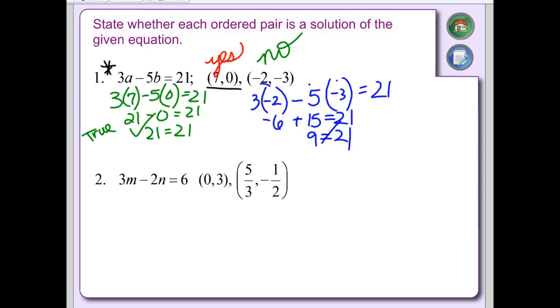All right, everybody try number 2 in your notes. Let's try number 2 in your notes. I'll go ahead and do the first one up here while you work independently. So we've got 3 times 0 minus 2 times 3 equals 6. Remember, the first entry is going to be my m. The second is my n. So let's do the math.